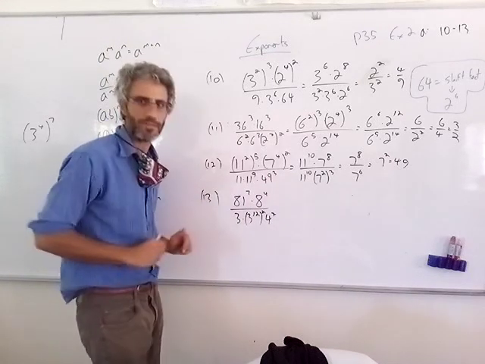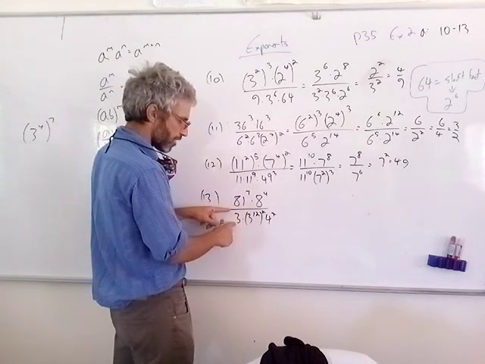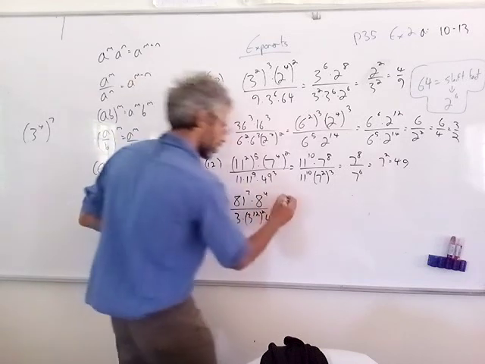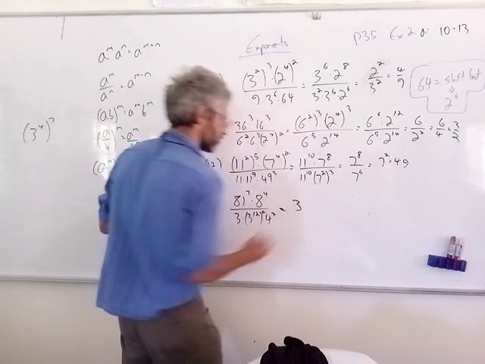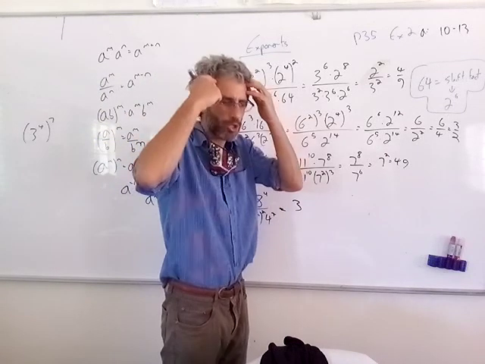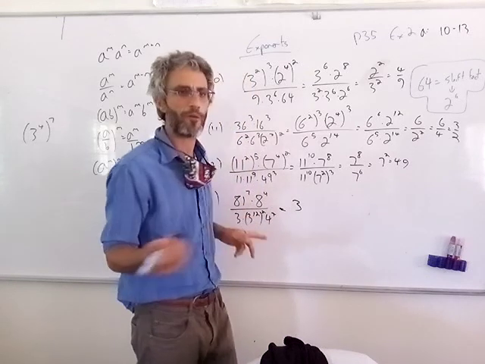Okay, let's do 13. So 13, I've got 81 to the power 7. I've got 81 and I've got 3. I know 81 is a power of 3. So instead of 81, I'm going to write 3 to the power of what? Now, you might not know straight away what power of 3 gives 81. It's 3 to the power of 4, but maybe you don't know. You can use your calculator.